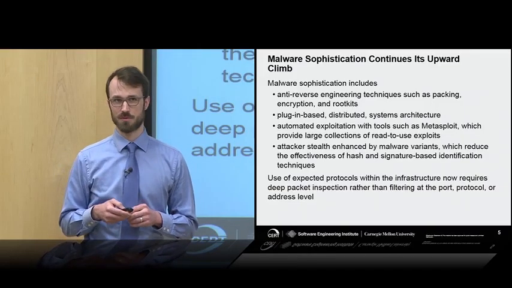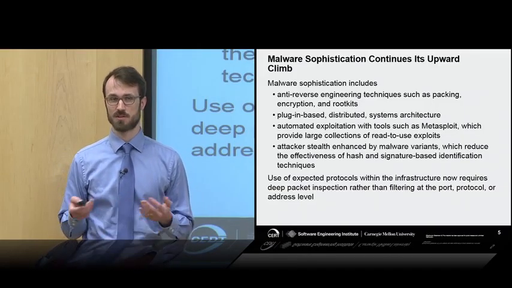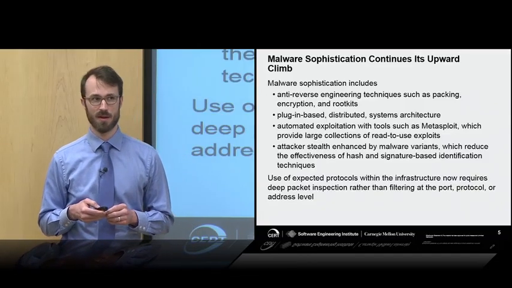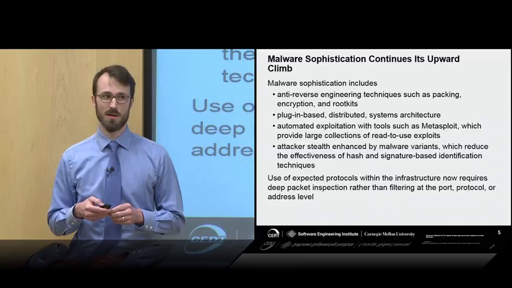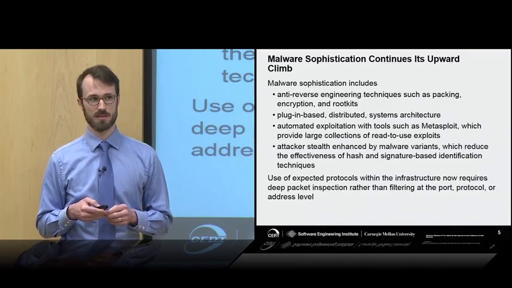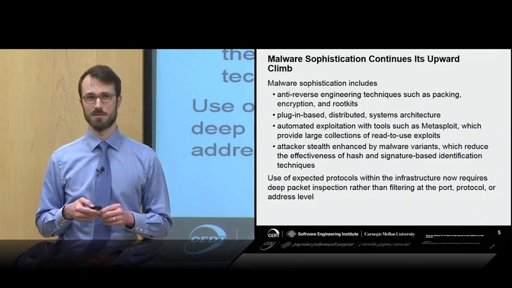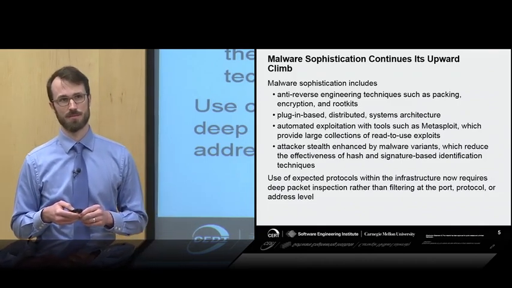Automated exploitation with tools such as Metasploit provides large collections of ready-to-use exploits. Metasploit can be used as a legitimate tool, but it also is a catalog of most known vulnerabilities that are in the wild. So the tools for attackers to use are very easily available.